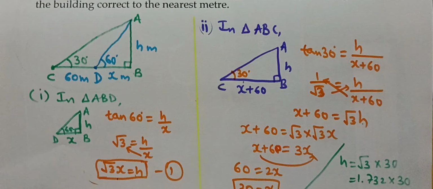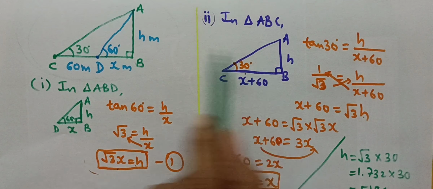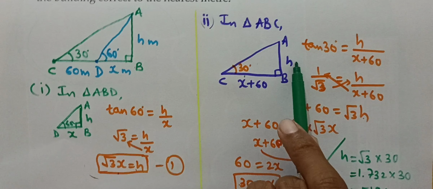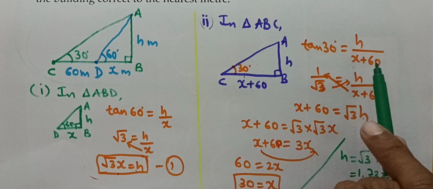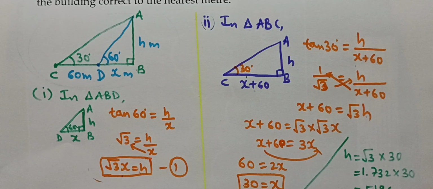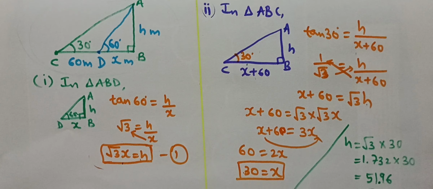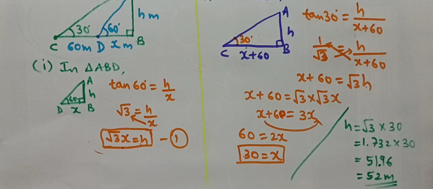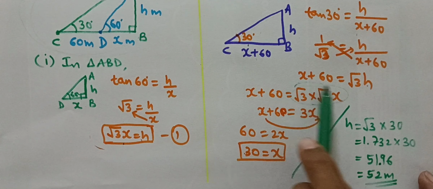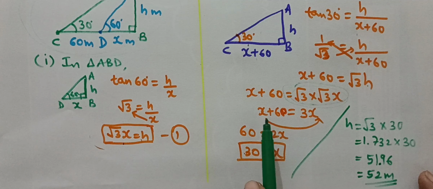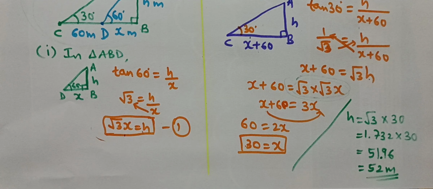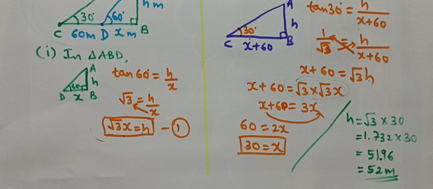In triangle ABC, you can draw that separate triangle once again. Tan 30 degree equal to opposite upon adjacent. It means h upon x plus 60. Tan 30 means 1 by root 3, h upon x plus 60. Do cross multiplication, so x plus 60 equal to root 3h. You can replace h by root 3x from that first step. So now root 3 into root 3 over here, that is 3x. Then if I shift x on the right hand side, 3x minus x, 2x equal to 60. Then 60 upon 2, that is 30. So the answer of x is 30.